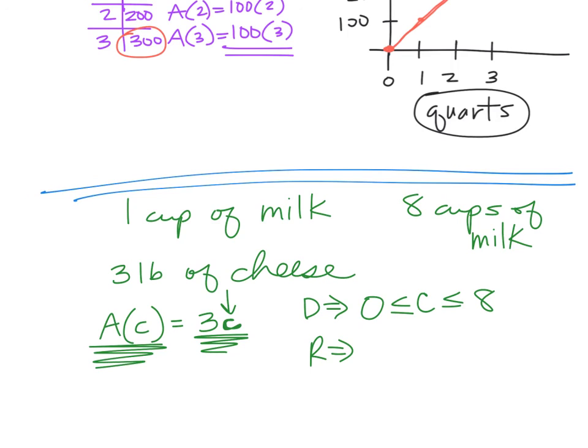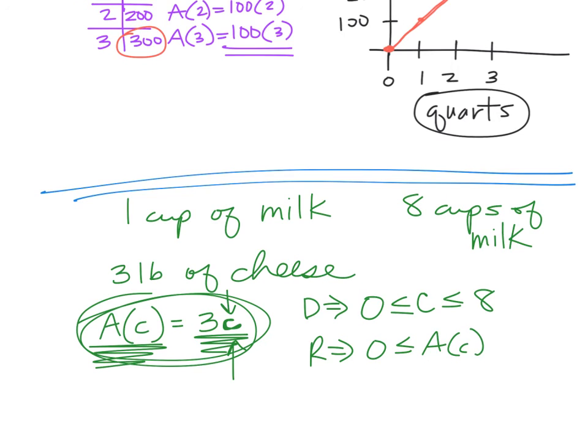What's the range? If my domain is from 0 to 8, what do I have to plug in here to find my range? 0 and 8, right? If I plug a 0 in here, that's going to give me 0 pounds of cheese. If I plug 8 in, what does it give me? 8 times 3, so 24. That is my range then, okay? So it's not as hard as it seems. You take the number that they said you have to work with, that's the high end of your domain, and then you plug that in, and that's the high end of your range, okay? All right, the end.